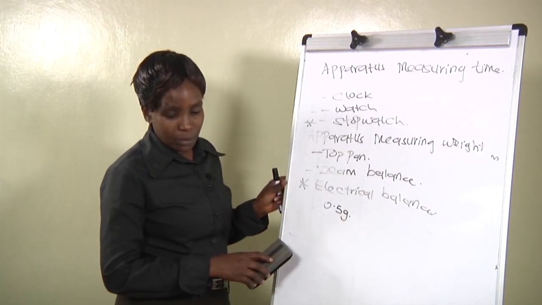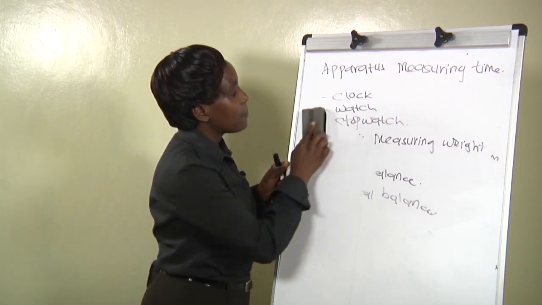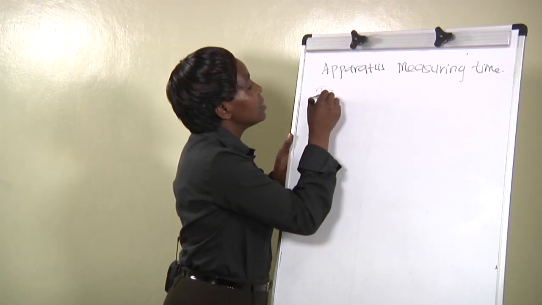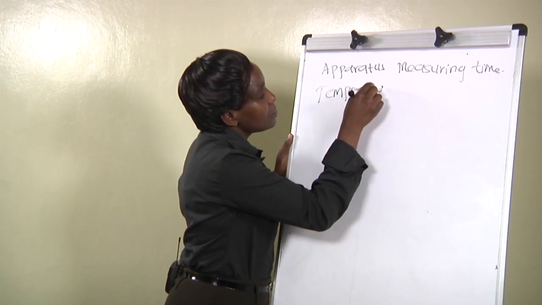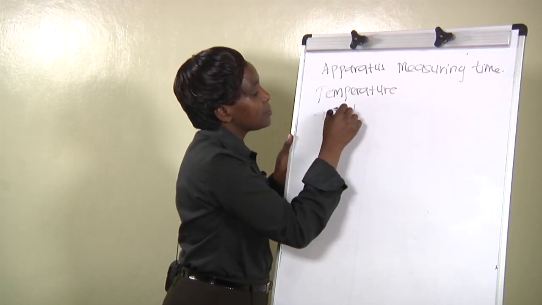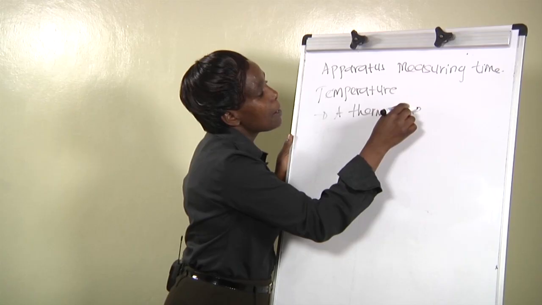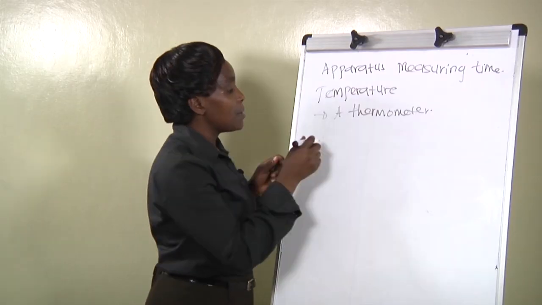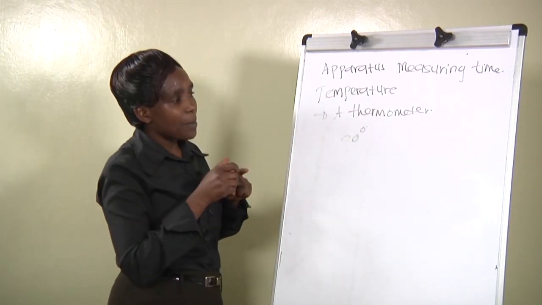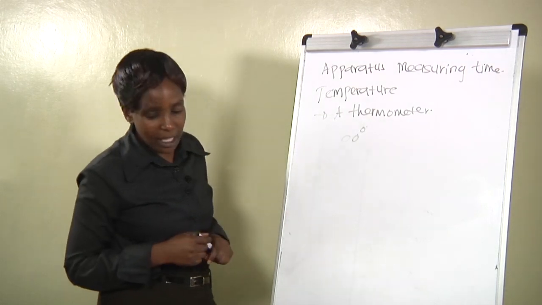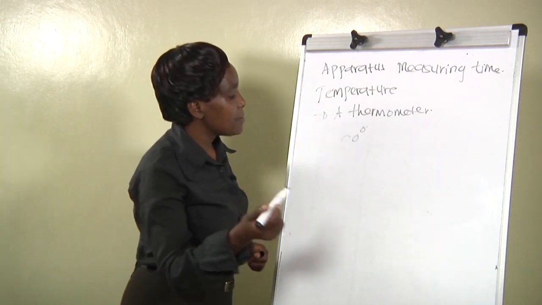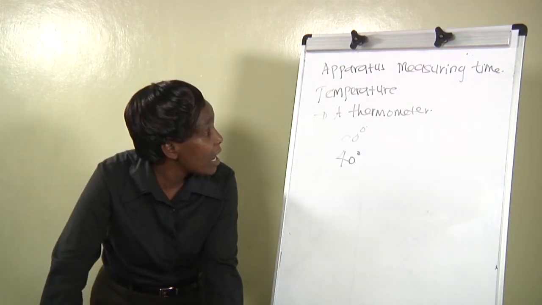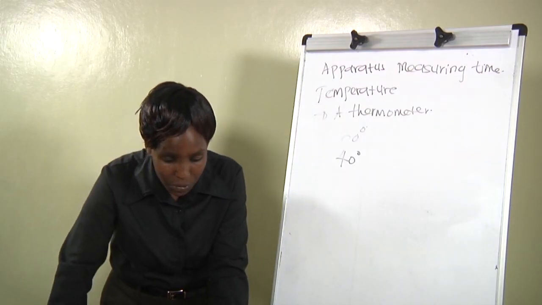Then, we have apparatus for measuring temperature. And for this one we normally use a thermometer. For example, you can be told to heat your solution up to maybe 60 degrees. Therefore, you need a thermometer whereby you are able to see when you are getting to 60 degrees, and then maybe later you are told to heat up to 40 degrees. In that case, you normally have apparatus for measuring that, and that is what we call a thermometer.